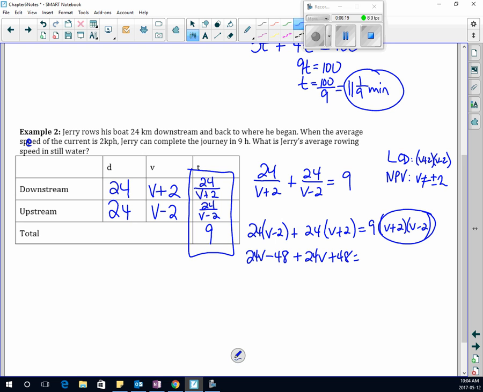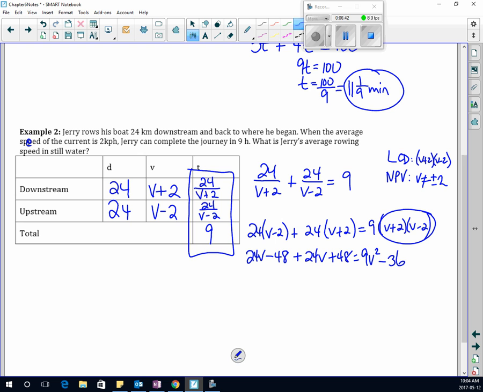So v times v is v squared times 9 is 9v squared. Outer gives me minus 2v, inner gives me plus 2v. So those cancel. And if they cancel, that's 0, and 0 times 9 is just 0. And then last I get 2 times negative 2, which is negative 4. And then if I times that by 9, I get negative 36.